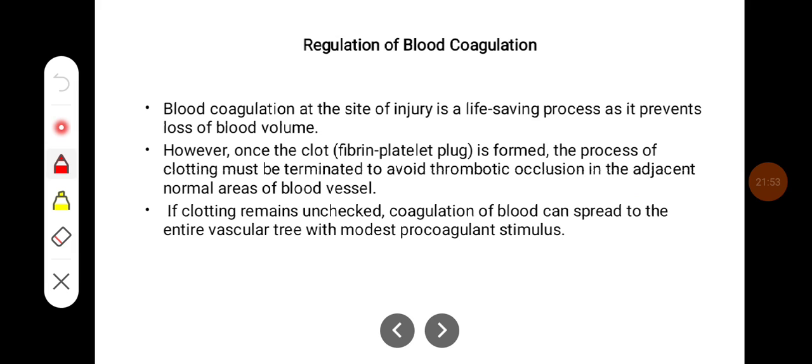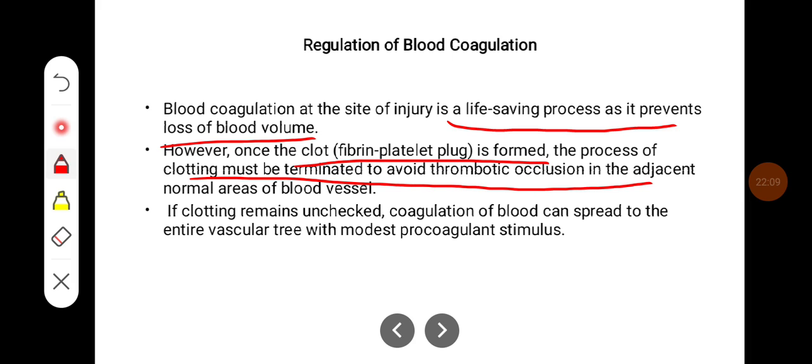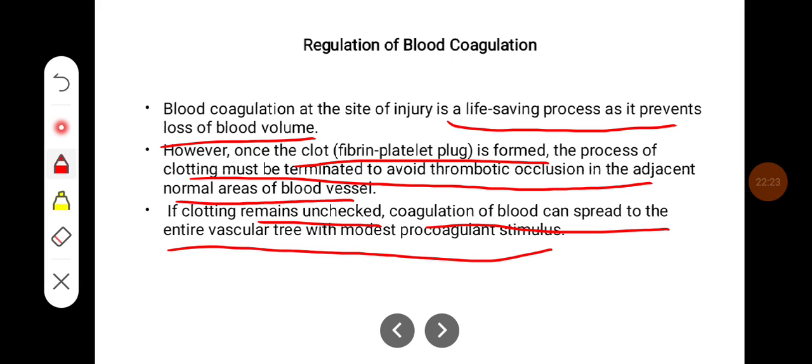So there are many factors which regulate blood coagulation. Blood coagulation at the site of injury is life-saving and it prevents loss of blood volume. However, once a clot is formed, the process of clotting must be terminated to avoid thrombotic occlusion in the adjacent normal areas of the blood vessels. If the clotting mechanism remains unchecked, coagulation of the blood can spread to the entire vascular tree with a modest procoagulant stimulus.